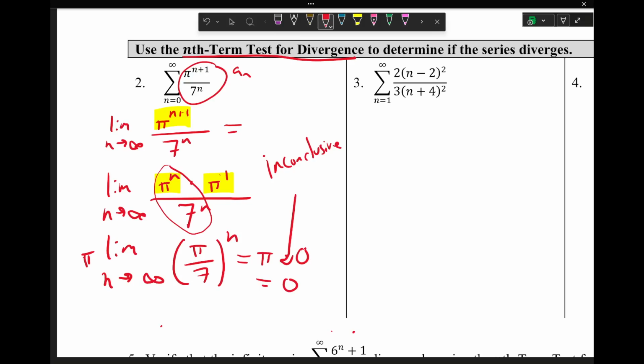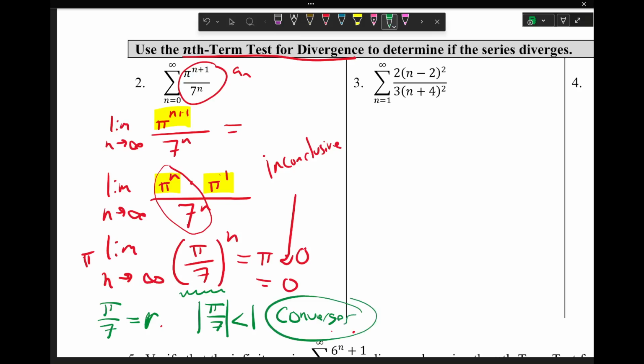So what I noticed though is within my work right here, this is geometric. If I rewrite it this way, if I've got pi over 7 to the n, as n gets bigger, I'm multiplying by more pi over 7s. So pi over 7 is the common ratio. It's geometric. The absolute value of pi over 7, would that be less than or greater than 1? It would be less than 1. Okay, and then in geometric, when the absolute value of r is less than 1, it converges.